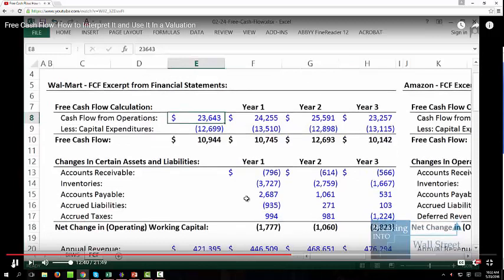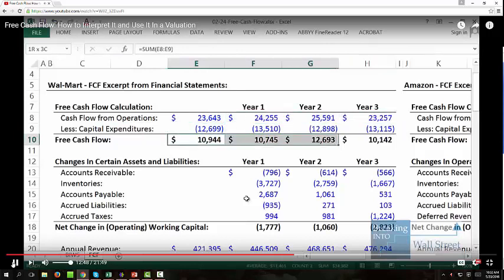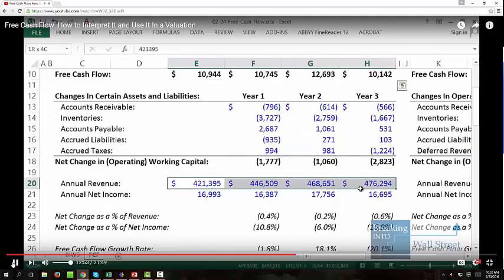So if we define free cash flow as cash flow from operations minus Capex, we can see here their cash flow from operations is for the most part going up each year until it falls in year 3. Free cash flow is jumping all over the place. Revenue is going up overall. Net income is mostly going up, although it's also fluctuating quite a bit.